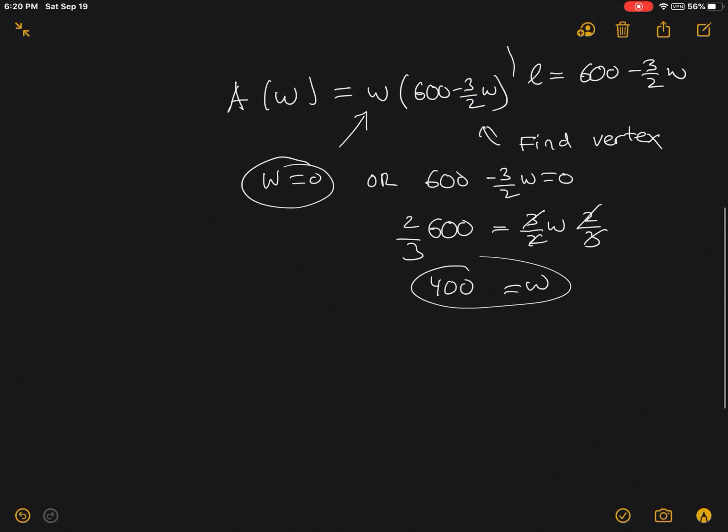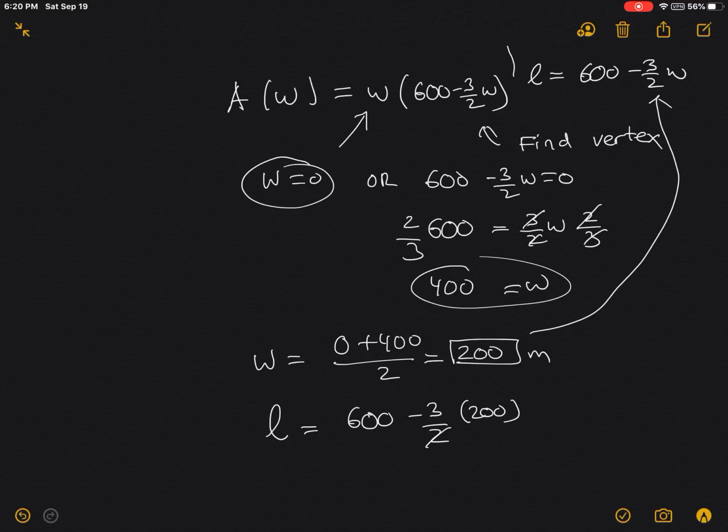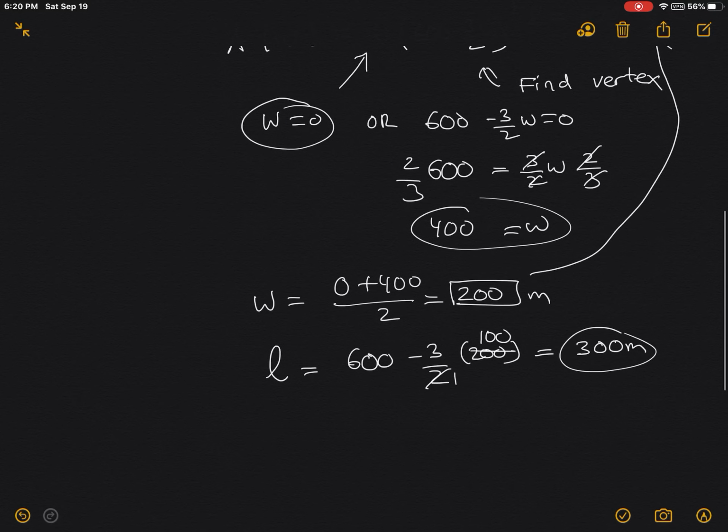Okay, so is that it? My width is 400? No. The formula is P plus Q over 2. So 0 plus 400, divide by 2 because it's the midpoint. The width should be 200 meters. To get the length, you plug this guy back into here. Okay, so 600 minus 3 over 2 times 200. Over here, you're going to get 100. 600 minus 300, of course, is 300 meters. Okay, so these are the dimensions that will give you the maximum area.